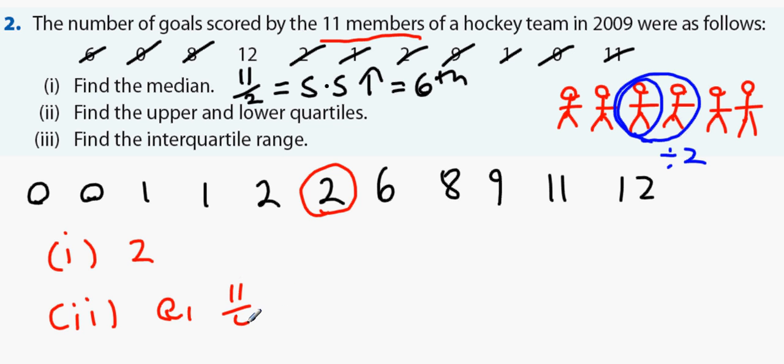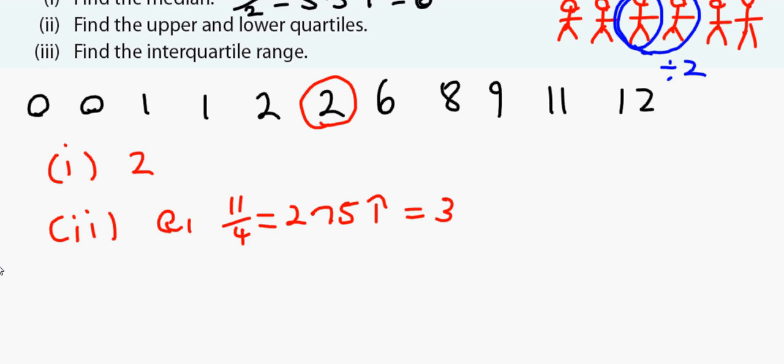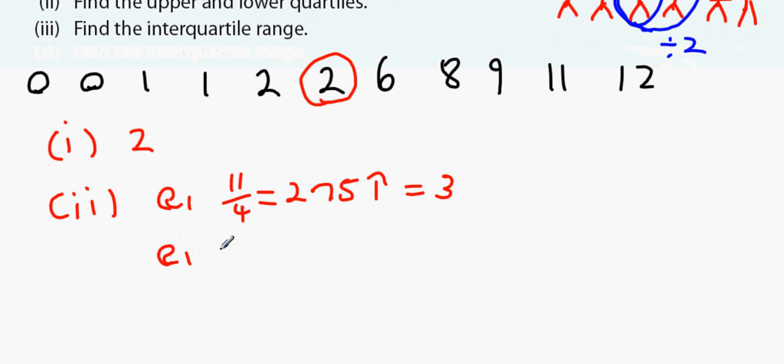When we divide 11 by 4, remember, 1 quartile means quarter, so that means 2.75. Now once again, like the median, we round this up to the third person. So it's the third person. We count 3 people in: 1, 2, 3. This means that Q1, the lower quartile, must equal 1.